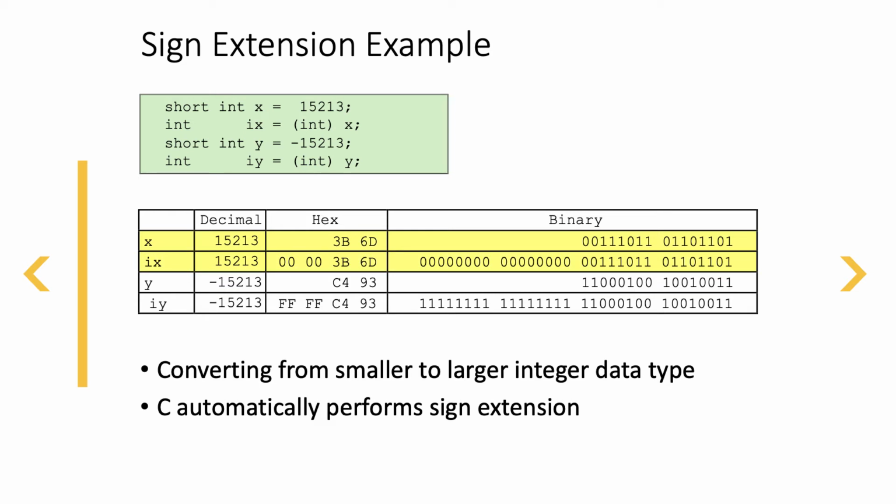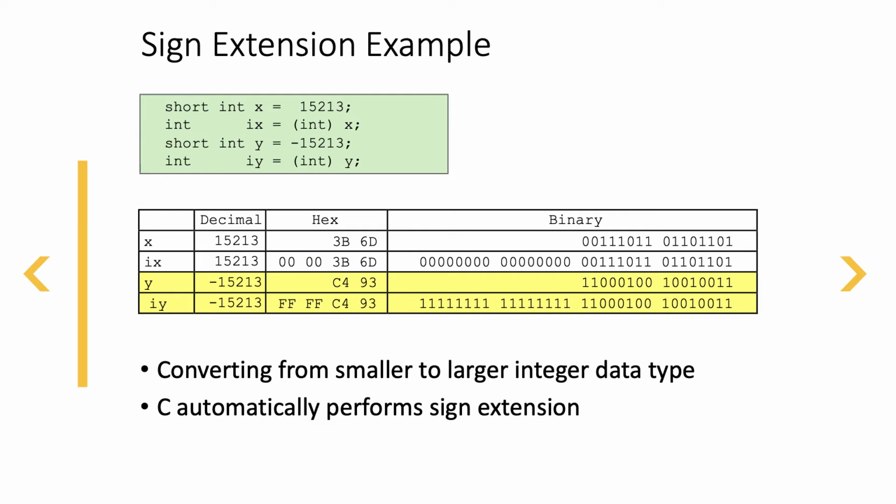All we have to do is make a bunch of copies of the most significant bit and tack them on the left. So for 15,213, our most significant bit is 0, so we just add a bunch of zeros. We end up with the same value. The same thing applies if we've got negative 15,213. My most significant bit is 1, so I'm going to extend to the left by, in this example, 16 bits, and we're just going to copy that most significant bit every single time. We just add them all up.